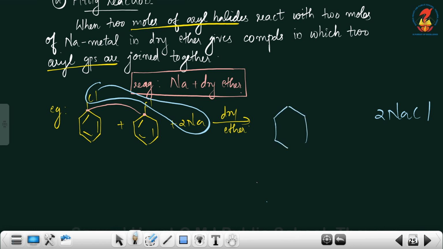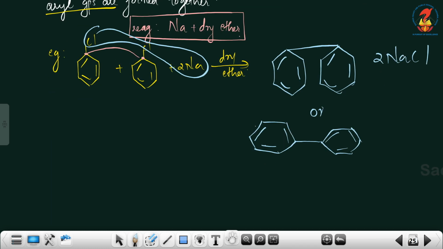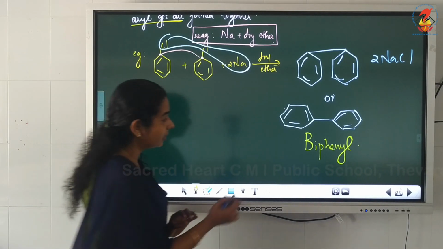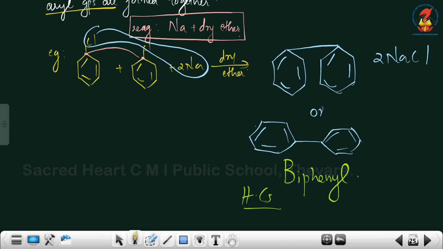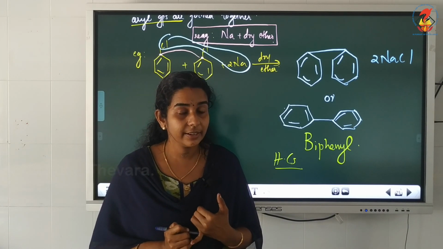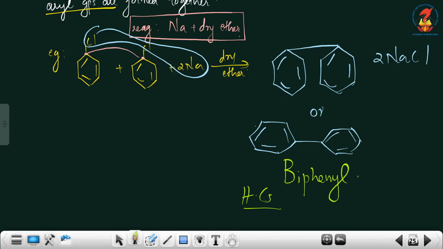Now we need to connect one benzene ring to another benzene ring. Connect these 2 carbon atoms using a single bond. Or we can draw this in another way also. Both are the same. And they are known as biaryls or biphenyls. So they are also hydrocarbons like Wurtz reaction. The only difference is 2 aryl halides undergo Fittig reaction. So in Wurtz, 2 alkyl halides undergo reaction to give hydrocarbons. Here 2 aryl halides undergo reaction to give biphenyls or diphenyls.